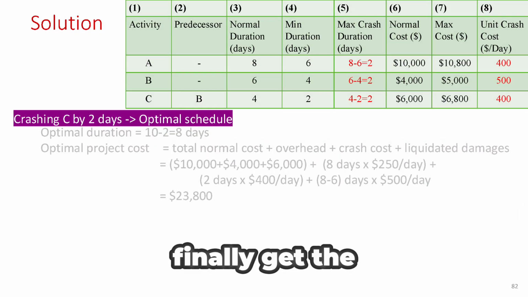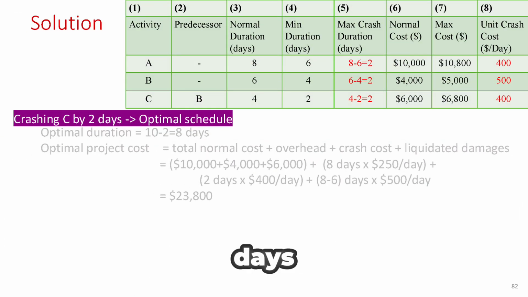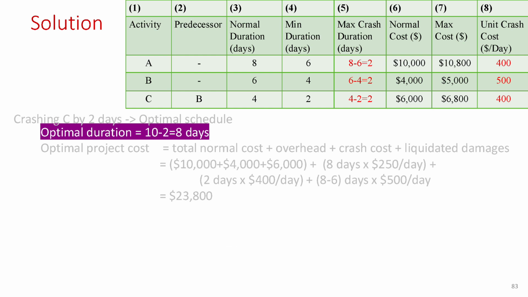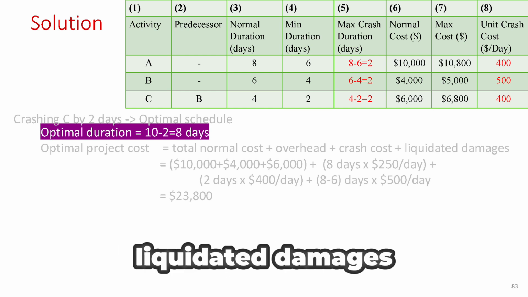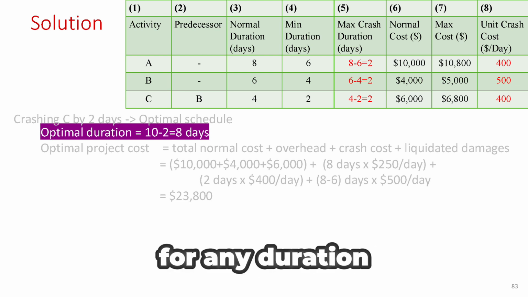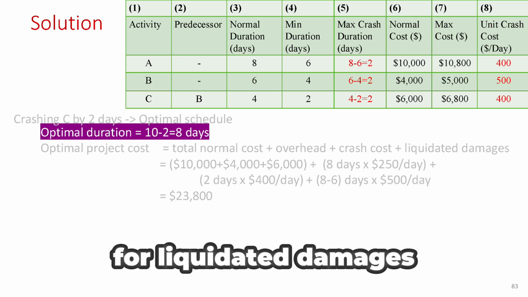Alright, we finally get the optimal project schedule by crashing activity C by 2 days, which helps reduce the project duration by 2 days. The original project duration is 10 days, and by crashing, we bring it down to 8 days total. However, we also need to keep in mind that the contract includes liquidated damages, a penalty of $500 per day for any duration that goes beyond 6 days. So we still have to account for liquidated damages.